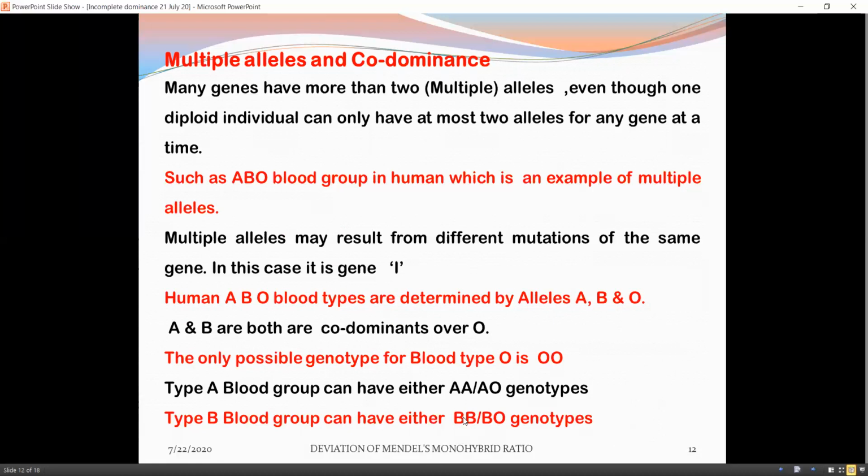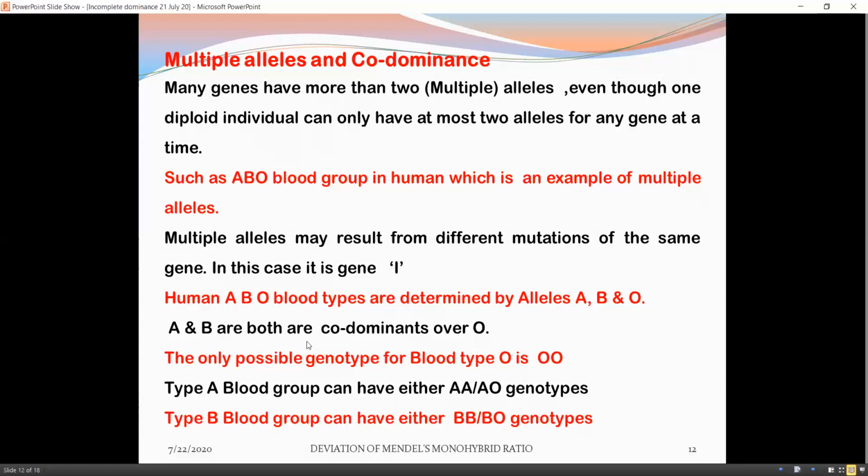Many genes have more than two or multiple alleles, even though one diploid individual can have at most two alleles for any gene at a time, such as the ABO blood group in humans, which is an example of multiple alleles. Multiple alleles may result from different mutations of the same gene. In this case, it is the gene I responsible for the blood trait. Human ABO blood types are determined by alleles A, B, and O.